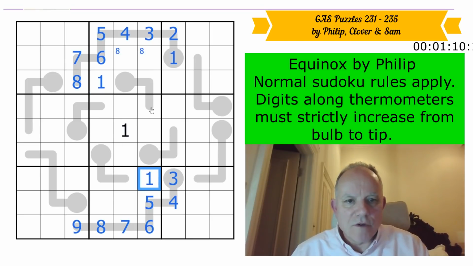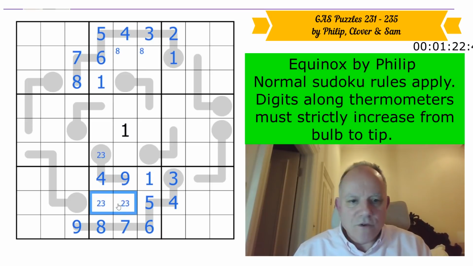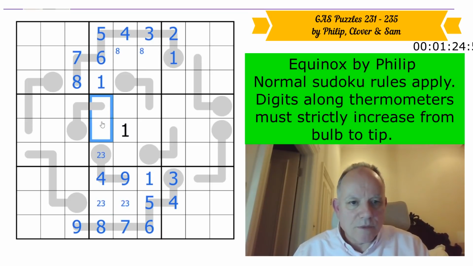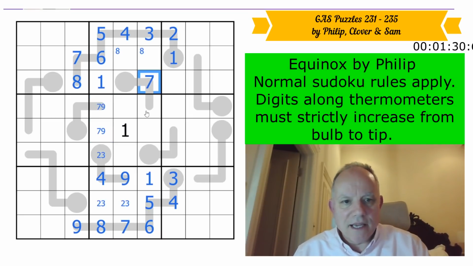6, 5, 1, 3, 7, 8. 4 is placed here. Yes. That's 2 or 3. This is 9. That's the only bigger number than 4 we can place in the box. We've got 7 and 9 there. 4, 3, 7 is now placed here, making that an 8 since it sees a 7, 9 pair.